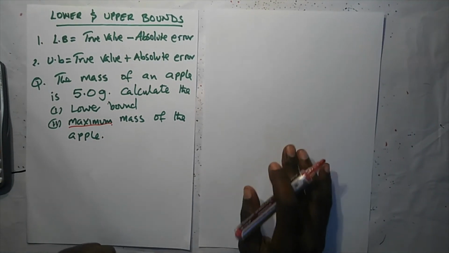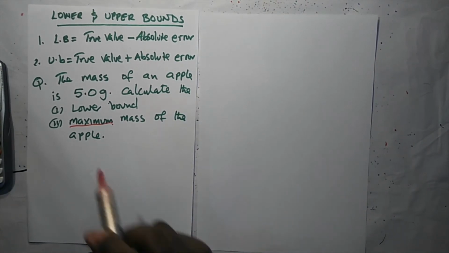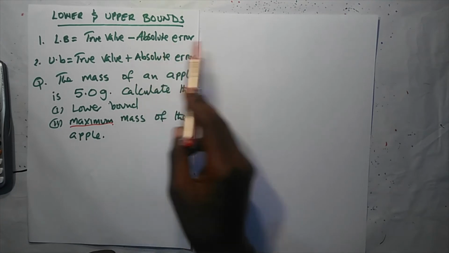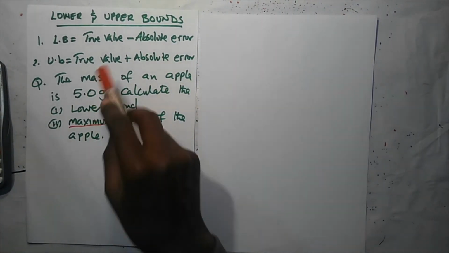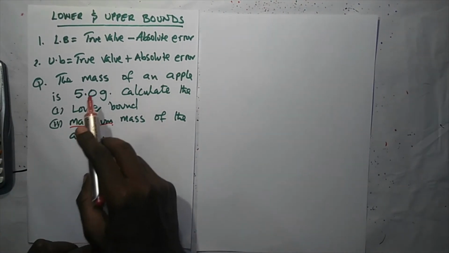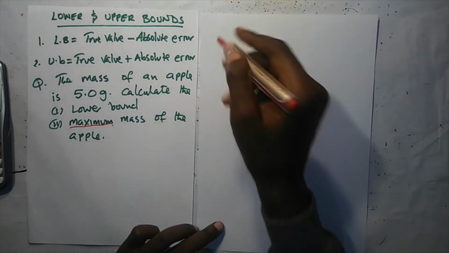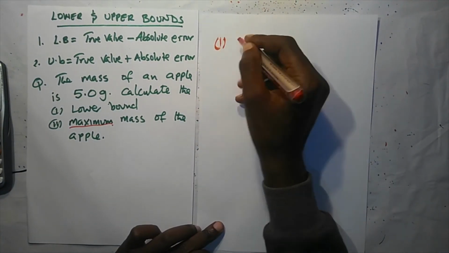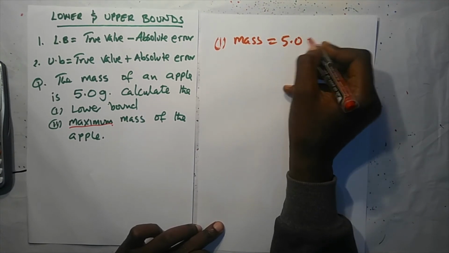In this lesson we are going to look at lower bounds and upper bounds. The formula for the lower bound is the true value minus the absolute error, and the formula for the upper bound is the true value plus the absolute error. In our question, the mass of an apple is given as 5.0 grams. Calculate the lower bound.